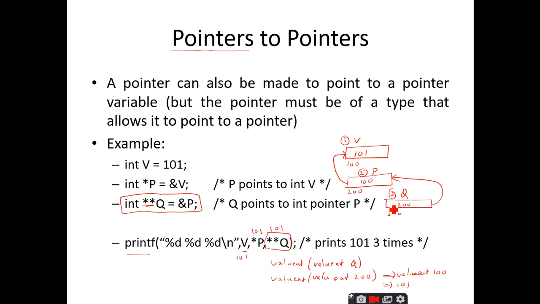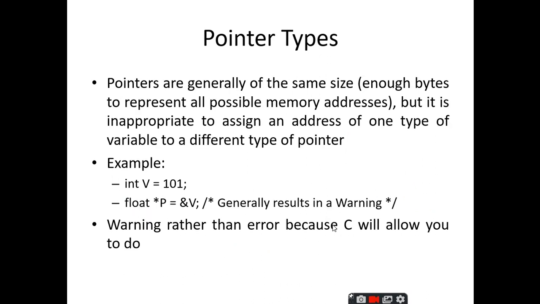Is it clear up to this point? Yes, sir. Right. So value at q means value at 200. Therefore value at 200 is 100. Again we have another value at 100, which means it is 101. Right. Is it clear up to this point? Yes, sir.